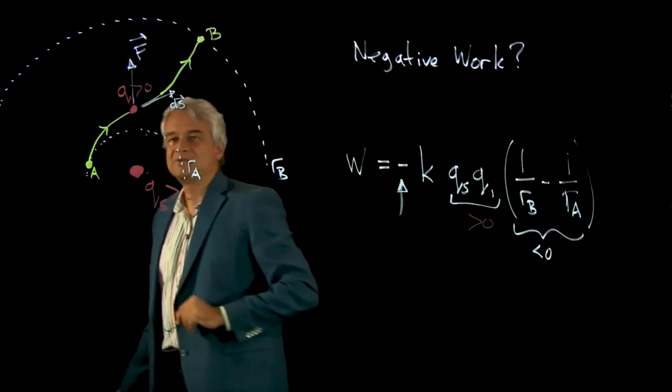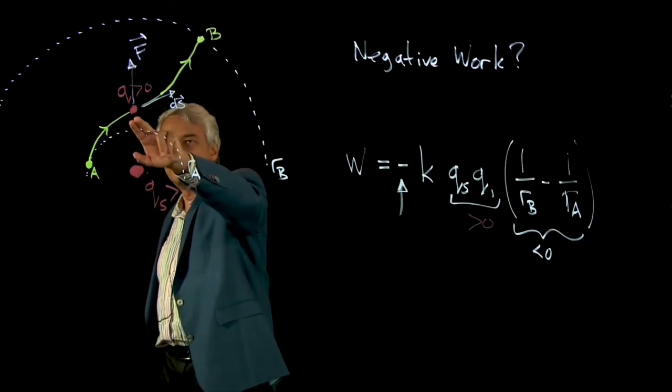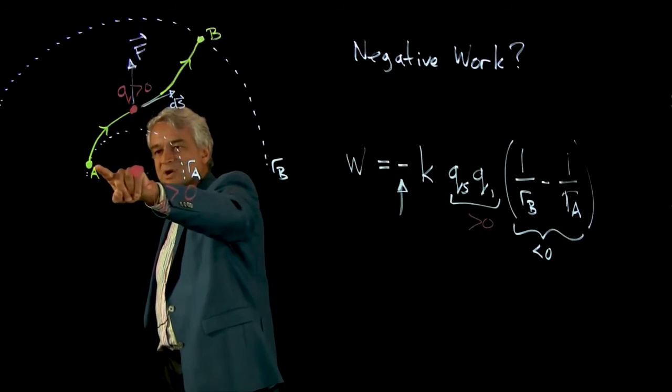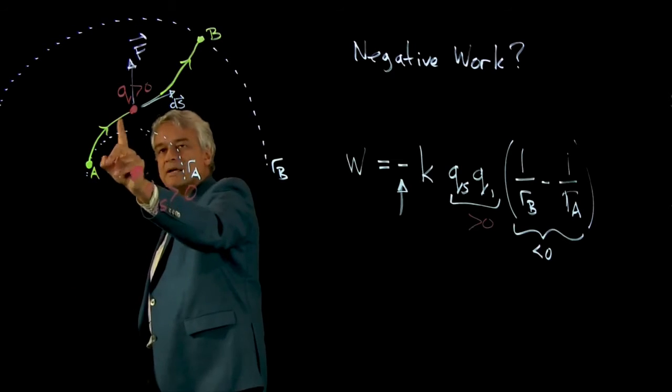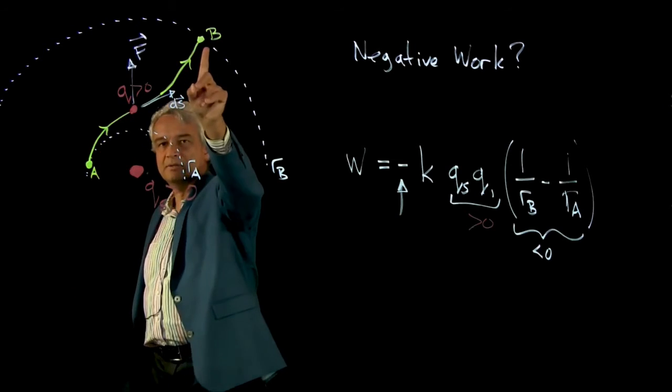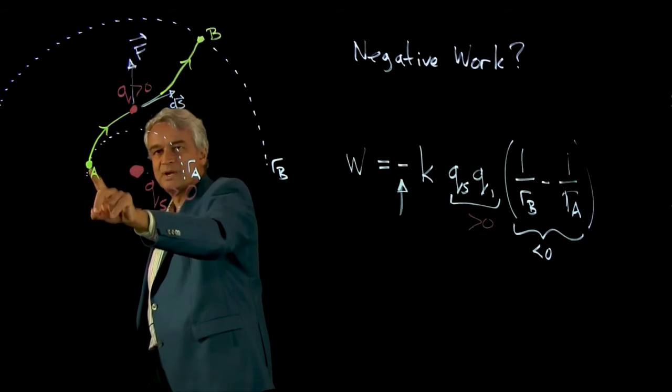Or if I imagine flipping back to a negative charge, if I make the charge negative, suppose I start a negative charge here going rapidly this way. Then the electric force is going to slow it down. That's the electric field, again, doing negative work.